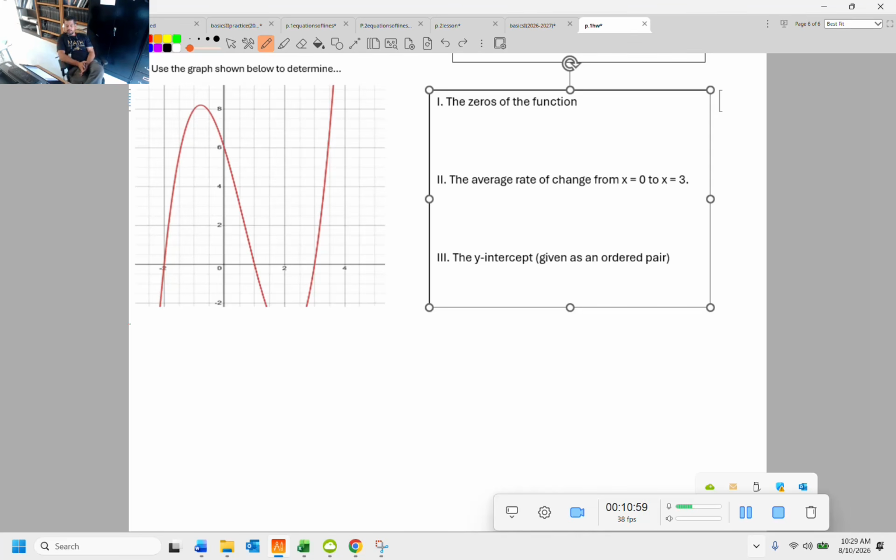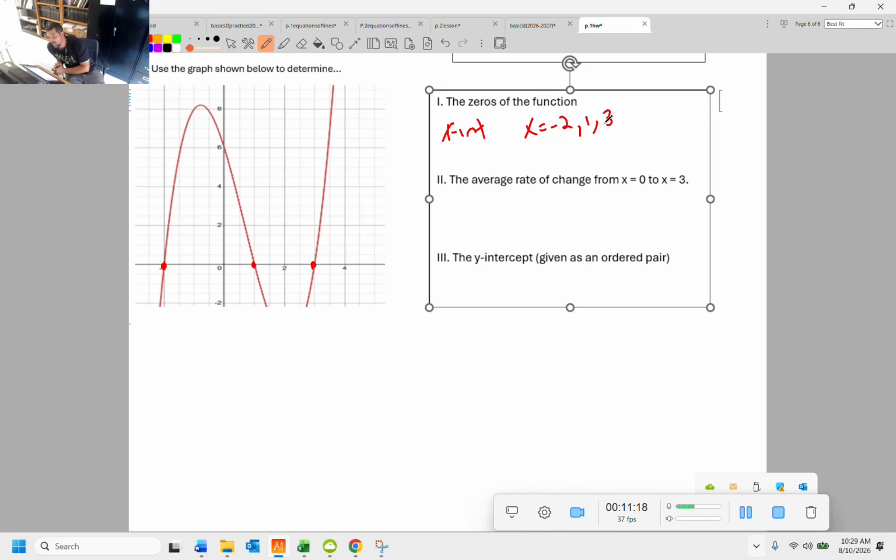Okay. So the zeros of this function, zeros are also known as our x-intercepts. And you got one here, here, and here. So our x-intercepts are at -2, +1, and then 3. You don't have to write those out as ordered pairs.